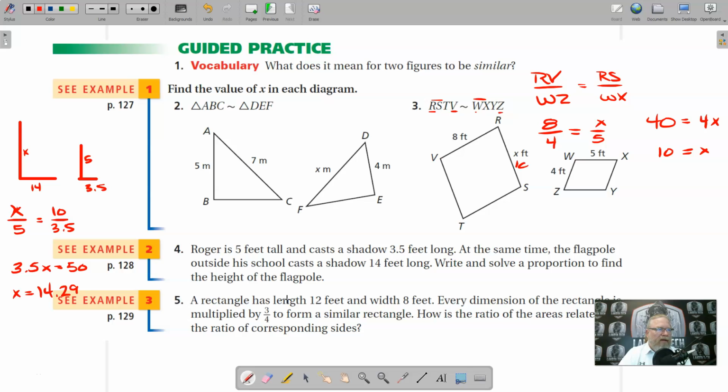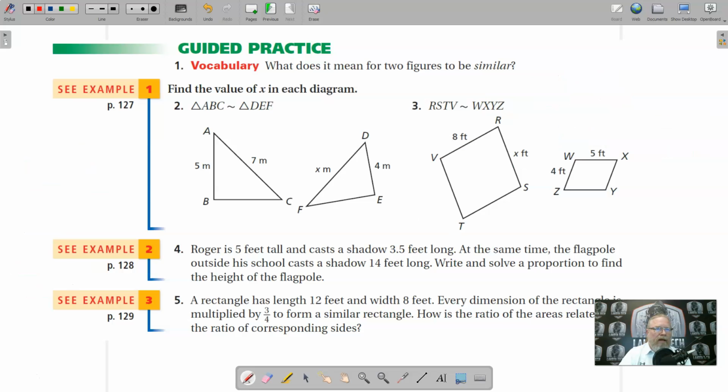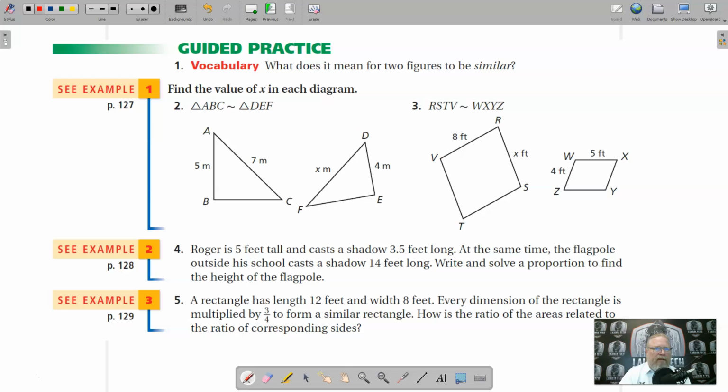And then a rectangle has a length of 12 feet and a width of 8 feet. Let me do some erasing here, get rid of all this, and I think I need to move my picture just a little bit so we can see all of it. So let's go ahead and draw that out: 12 feet by 8 feet.